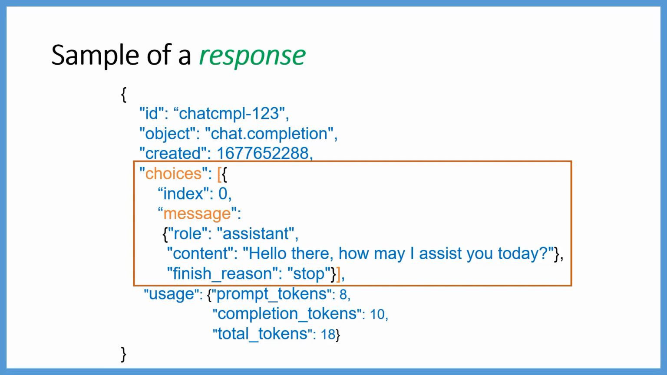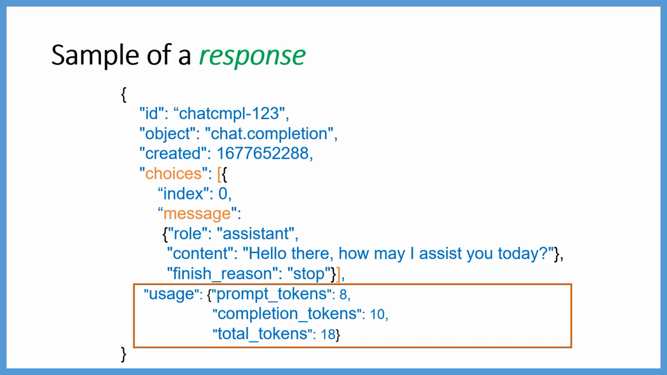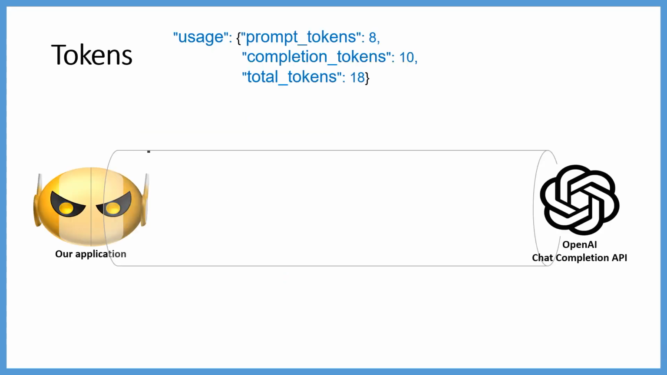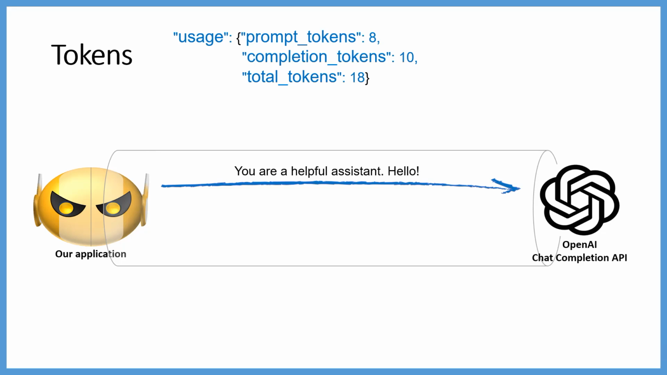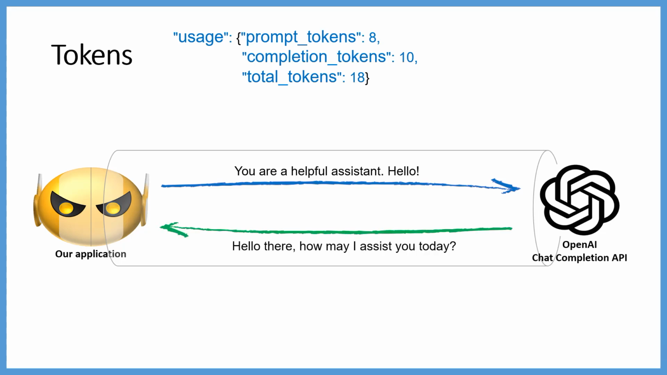How about the usage object? The three fields in this object tell you how many tokens this transaction consumes. Let's see this example. If we send a message saying, "You are a helpful assistant. Hello," this consumes 8 tokens. And the API returns you with, "Hello there, how may I assist you today?" This consumes 10 tokens. The whole transaction consumes 18 tokens in total.